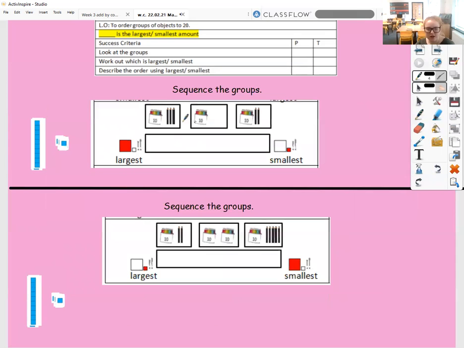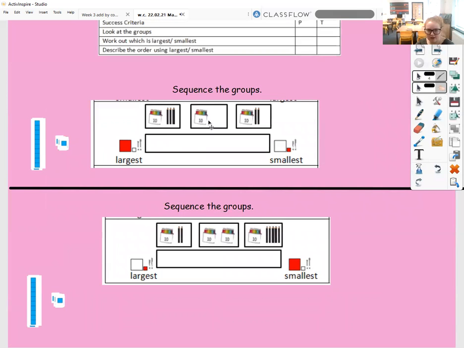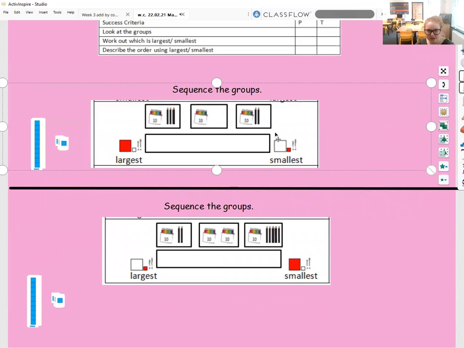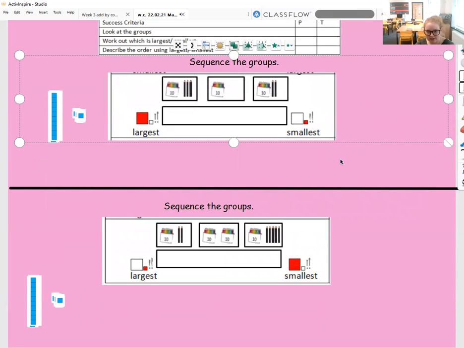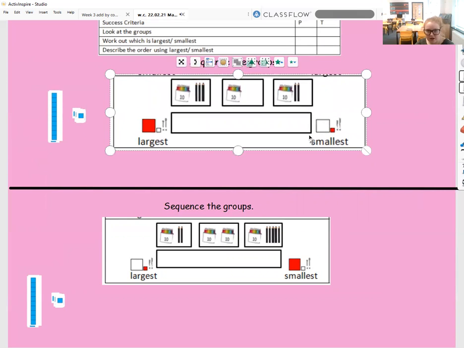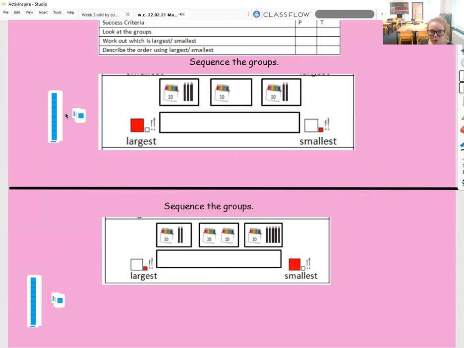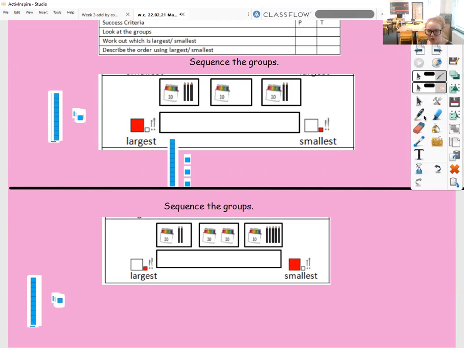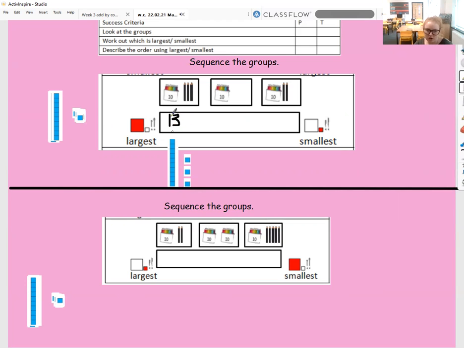Okay, let's have a look at this one. So how many have I got here? What have I got here? Let's move it all out the way so I can use it. So what numbers do we have? Like I said, I've got 1 pack of 10 here, 1 ten and 3 ones. 1, 2, 3 ones. 1 ten plus 3 ones equals, what does that equal? Equals 13. Fantastic.